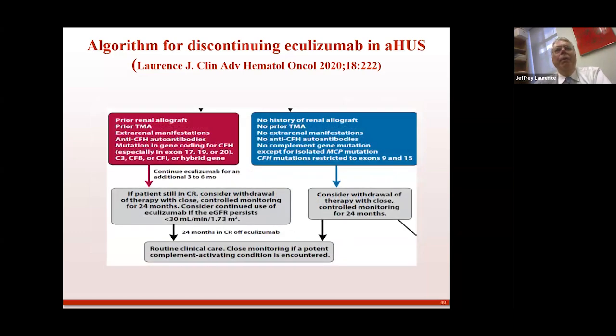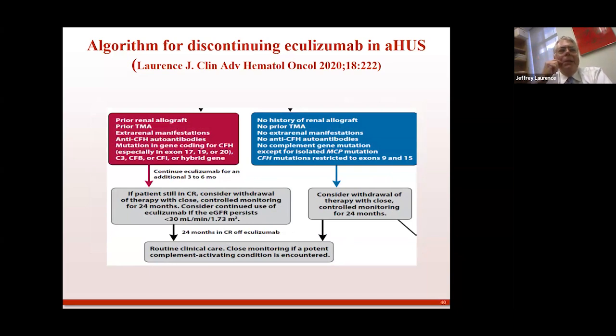And so if you're in the blue box and you're relatively good, you don't have a renal allograft. In the United States and most of Western Europe, if you had a prior kidney transplant with HUS, we never stop drug. You're on it for life. If you haven't had a prior TMA, in the United States, usually we let you have 1 prior TMA. No extrarenal manifestations, which are harder to treat. No anti-complement factor H autoantibodies that haven't resolved. No pathogenic complement gene mutations. Then we withdraw therapy after 6 months with close monitoring.